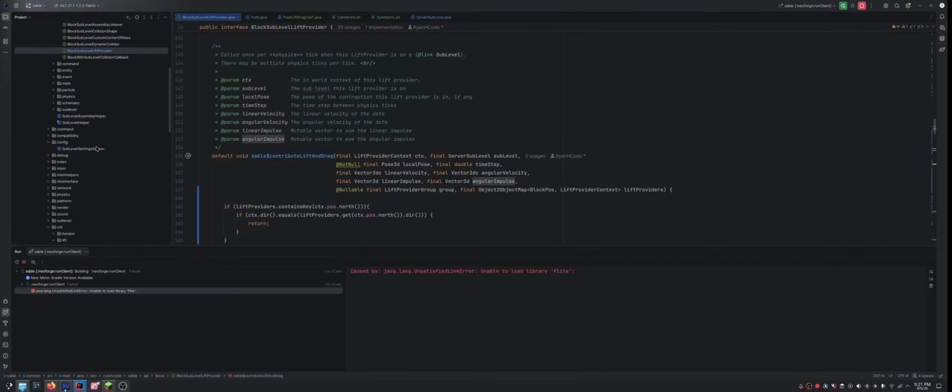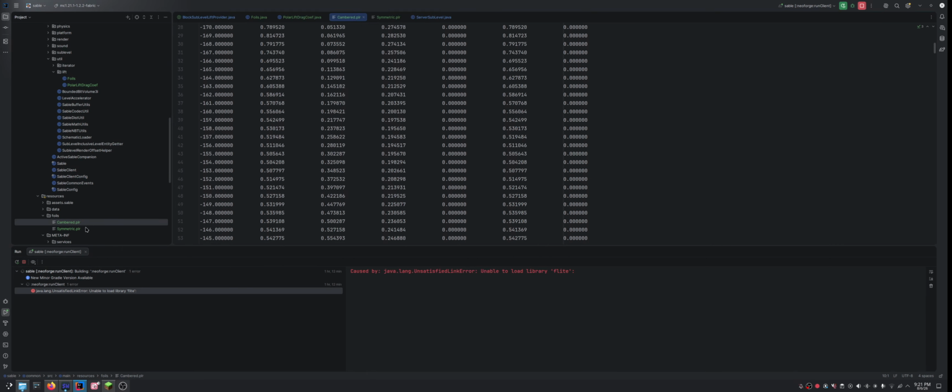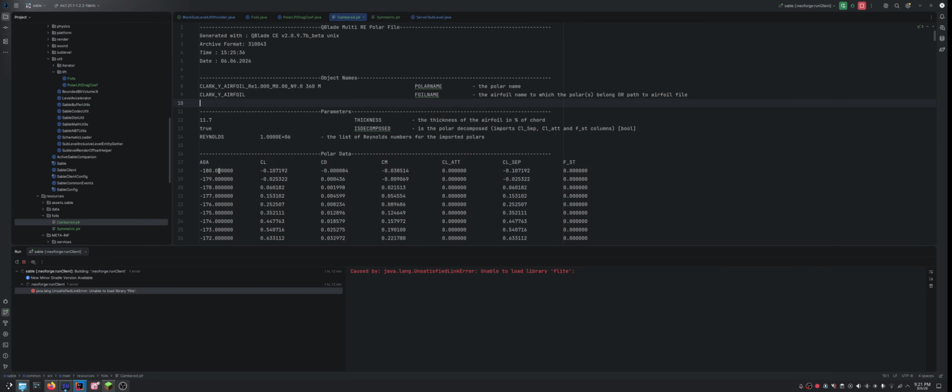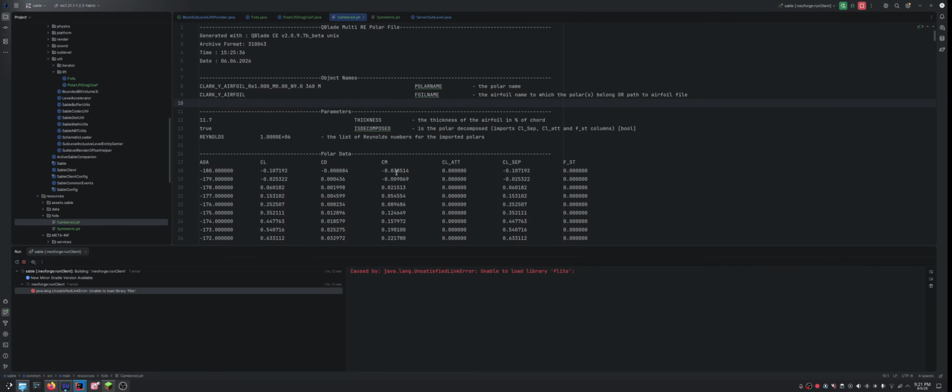Okay, so I'll basically go through what I've done very quickly. I'll try to be quick. I have polar data for two different aerofoils, a cambered aerofoil and a symmetric aerofoil. For the cambered aerofoil, we've got, for every single conceivable angle of attack, the coefficient of lift, coefficient of drag, and coefficient of moment. I calculated that using QBlade.